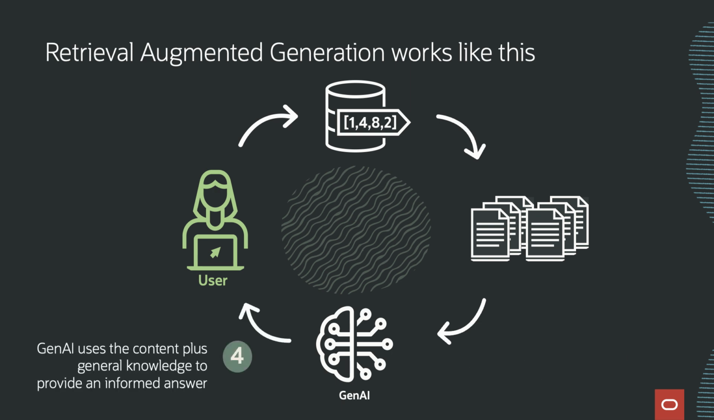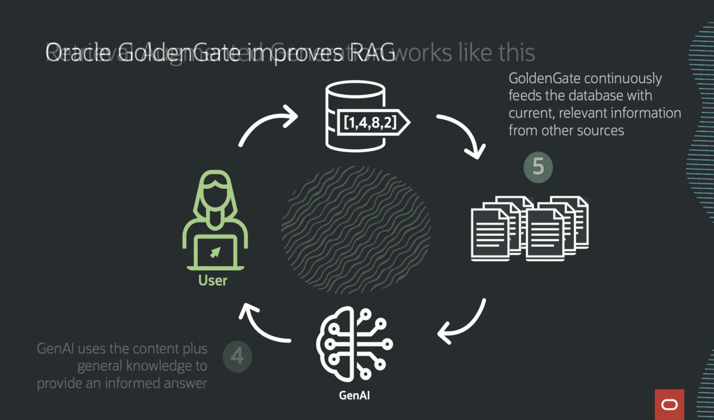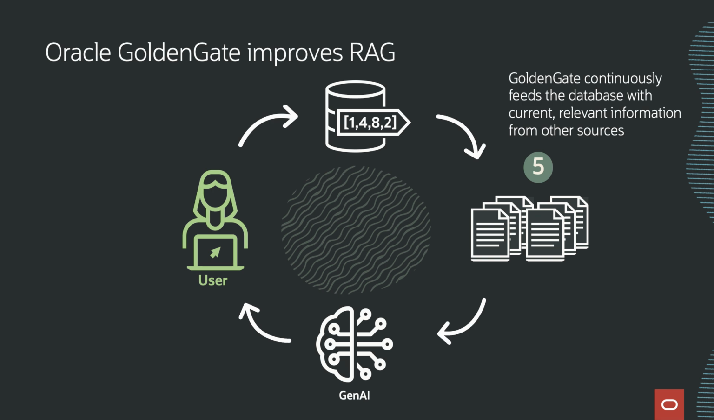Now, part of the issue here is that information is only as current as the documentation that the AI system has to work with. And that's really where GoldenGate comes into play, as GoldenGate is able to continuously feed that content system with relevant information from all the different sources that GoldenGate supports. And so now your AI or your chatbot can have up to the second information to help it provide the best answers and most relevant answers for those users.